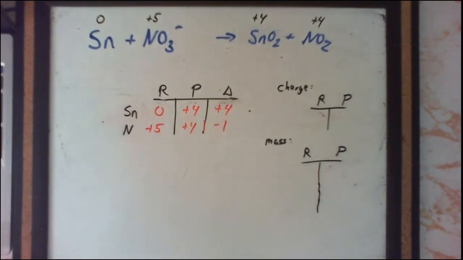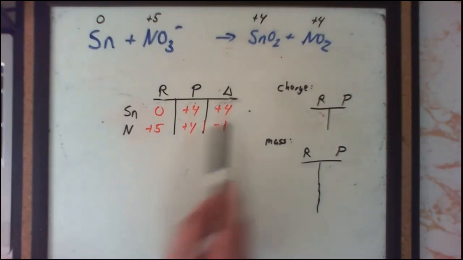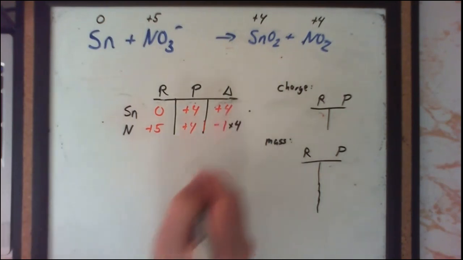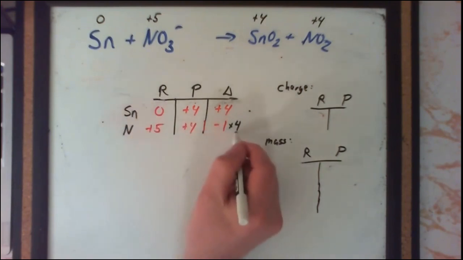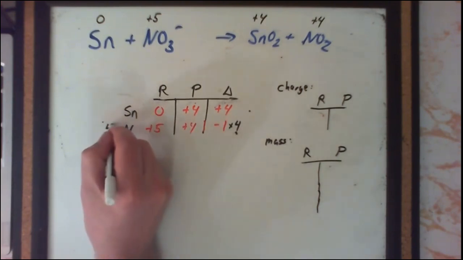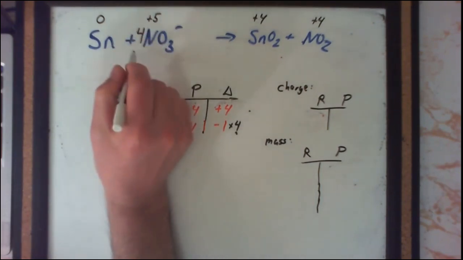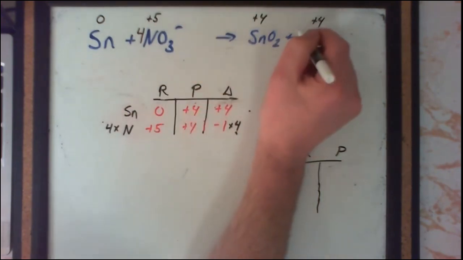So then our next step is to figure out what I need to multiply either or both of these numbers by to ensure that the magnitude of the change is the same. So we have 4 and 1, the lowest common multiple of 4 and 1 is 4. So I can make this into a 4 by multiplying this by 4. That'll give me -4, which has the same number but opposite sign of +4. So I multiply this by +4, and multiply my nitrogen also by 4. So then the next step is to change my coefficients in front of the respective nitrogen-containing compounds to 4s.